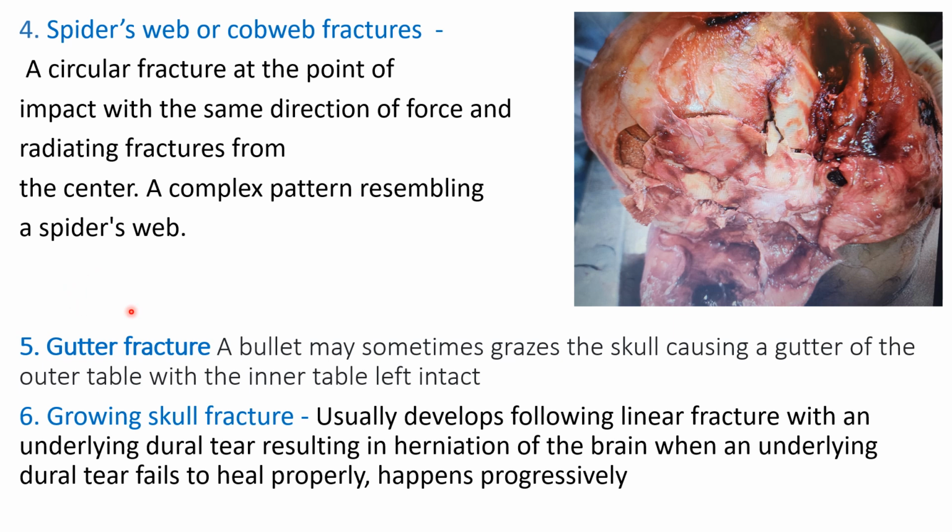The next type is gutter fracture. When a bullet grazes the skull causing a gutter of the outer table, not involving the inner table, it is termed gutter fracture. That means it's very superficial, not opening into the skull cavity. The next type is growing skull fracture. Actually, it is not a fracture type. However, it is a complication of an infant fracture. Usually, it develops following a linear fracture with an underlying dural tear, resulting in herniation of the brain when the underlying dural tear fails to heal properly. So, it happens progressively and over a period of time.